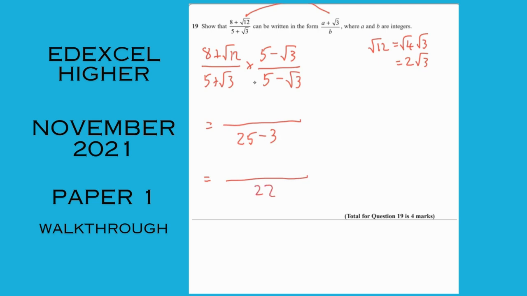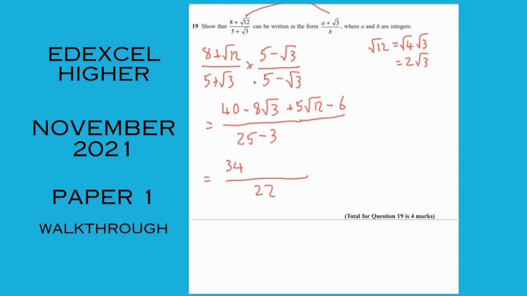So top times top is 8 times 5 minus 8 times root 3. Going to need to go a bit longer. Then we've got 5 times root 12. Another way of saying 5 root 12 is you could replace it and have that as 10 root 3, your choice. But on the end we've got minus root 12 root 3 is root 36, so minus 6. So on the top, 40 take away 6 is 34.